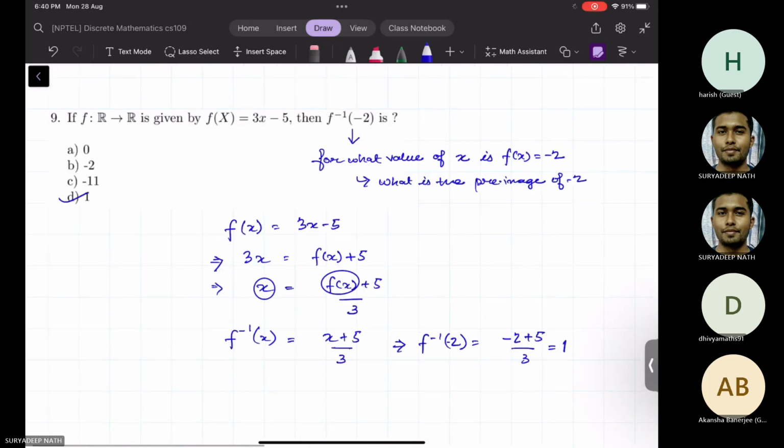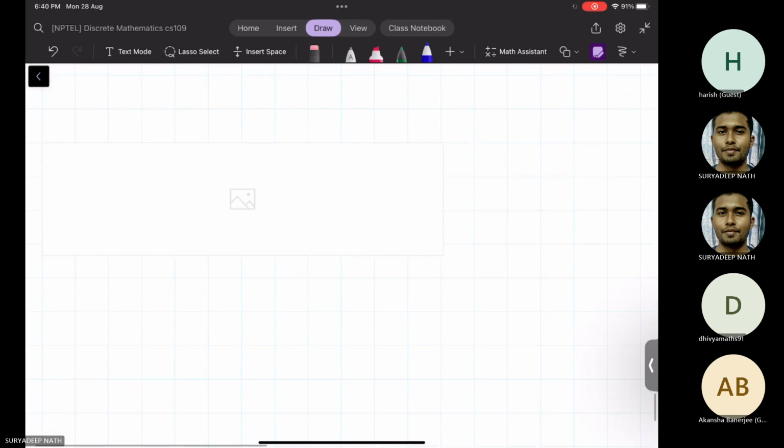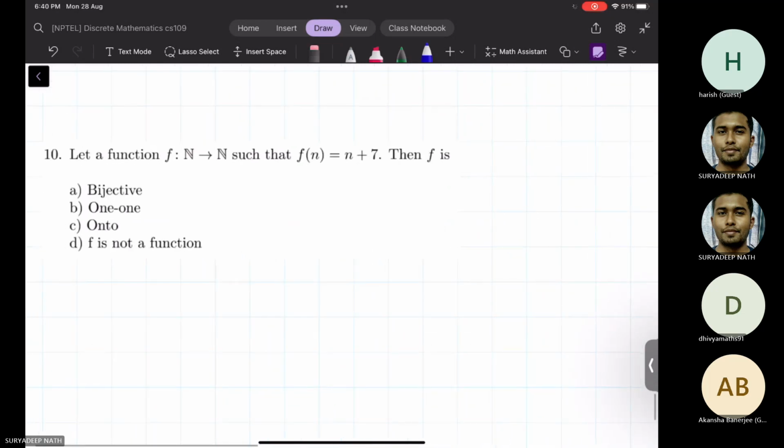Okay, thank you. We'll take the final question of the session. So we have a function from natural number to natural number. So till now we are dealing with real number to real number. Now we have a function from natural number to natural number such that f of n is equal to n plus 7.